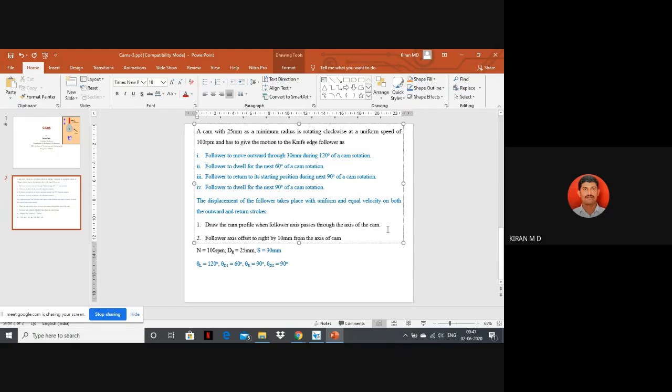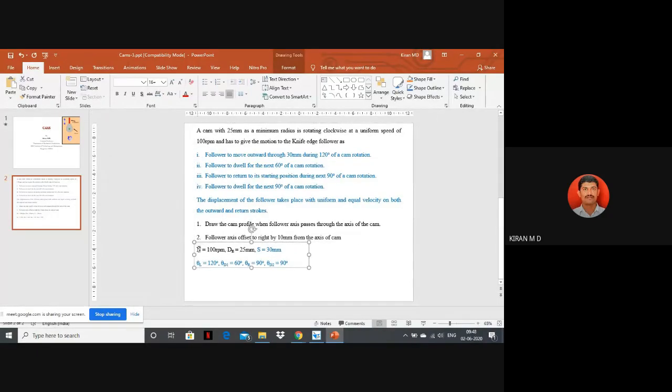passes through the axis of the cam, and second, when the follower axis is offset to the right by 10 mm from the axis. Okay, the first thing is, this data we need to note down. The speed of the cam is 100 rpm, and the base diameter, I will consider dB, is 25 mm. Again, the stroke he has given is 30 mm.